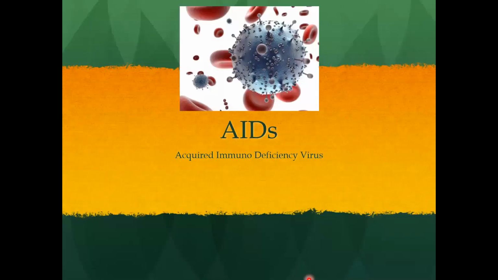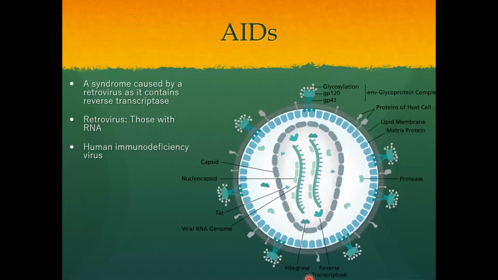All right. The third disease that we have to discuss is AIDS, or acquired immunodeficiency syndrome. It is caused by human immunodeficiency virus. Basically, the causative pathogen is this virus, right? Human immunodeficiency virus. And AIDS is actually not one disease, but a syndrome, right?